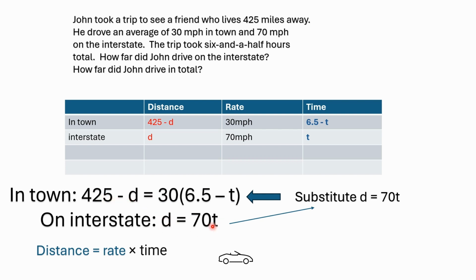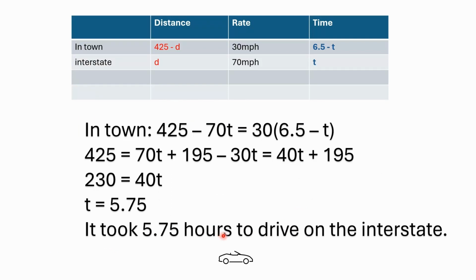Well, I know D is equal to 70t. So I can replace this D with 70t. We can go ahead and do that. Here's 425 minus D, or 425 minus 70t. We've done the substitution. So 425 minus 70t equals 30 times the quantity of 6.5 minus t.